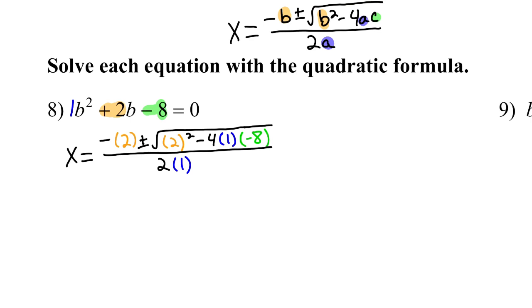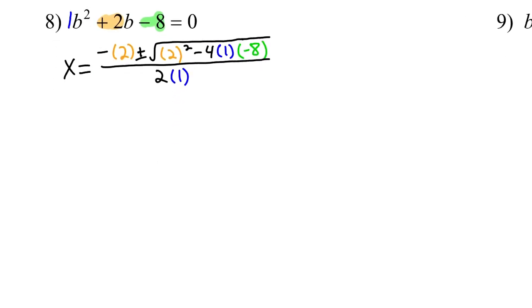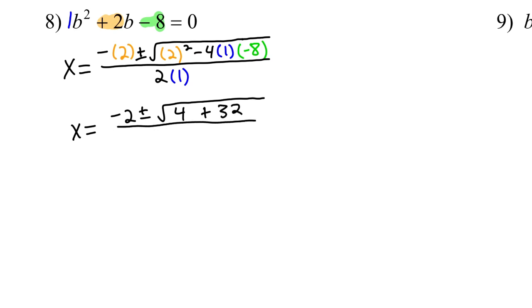I'm going to simplify this down a bit. I think it's useful to be able to do that by hand. So we have negative 2 plus or minus the square root of b squared, that's 4. And now I have subtract 4 times 1 times negative 8. Well, that's going to be negative 32. So I'm subtracting a negative 32, which is the same as adding 32. And then all of that is over 2.